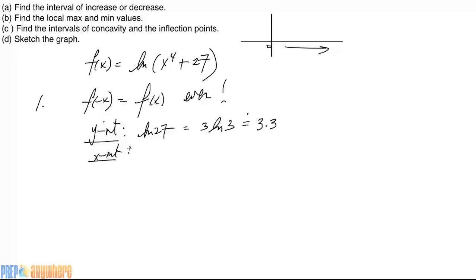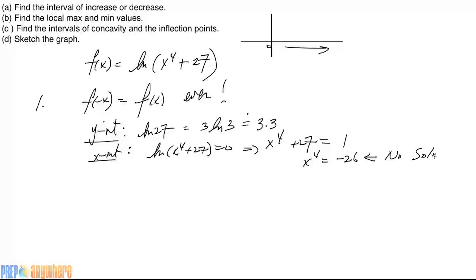The x-intercept is when y is equal to 0. So we have ln of x to the power of 4 plus 27 equal to 0. This is the same thing as x to the power of 4 plus 27 equal to e to the power of 0, which is 1. Okay? So then we get x to the power of 4 equal to minus 26. This is impossible. No solution. That means this graph is not touching the x-axis. Okay, that's kind of cool, right? So that's actually nice. We don't have to worry about the x-intercepts.